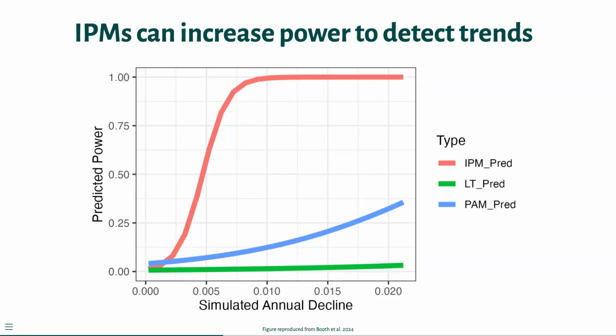So it makes sense that we have quite low power to detect trends over time using visual surveys. Passive acoustic surveys do a bit better, but by combining them and adding in the capture-recapture data, we do much better. And by the time we get to a 1% annual decline, so that's 1% per year decline, we're close to 100% predicted power.